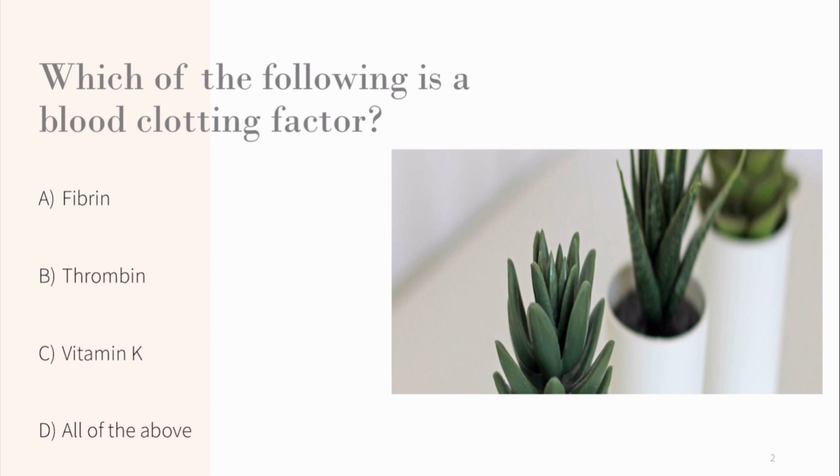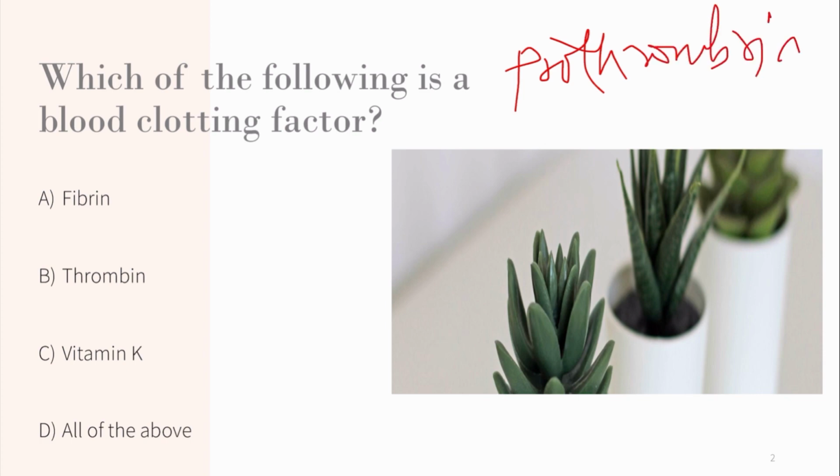Before we proceed further, let's first understand what blood clotting is. Vitamin K plays a vital role in the liver. The liver needs vitamin K to make a protein called prothrombin, which is a clotting factor. The deficiency of vitamin K will lead to excessive bleeding. So vitamin K is necessary for blood clotting.